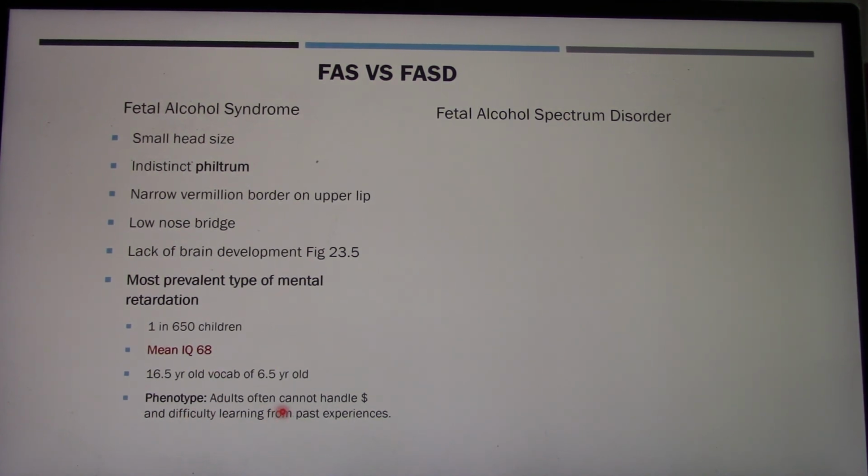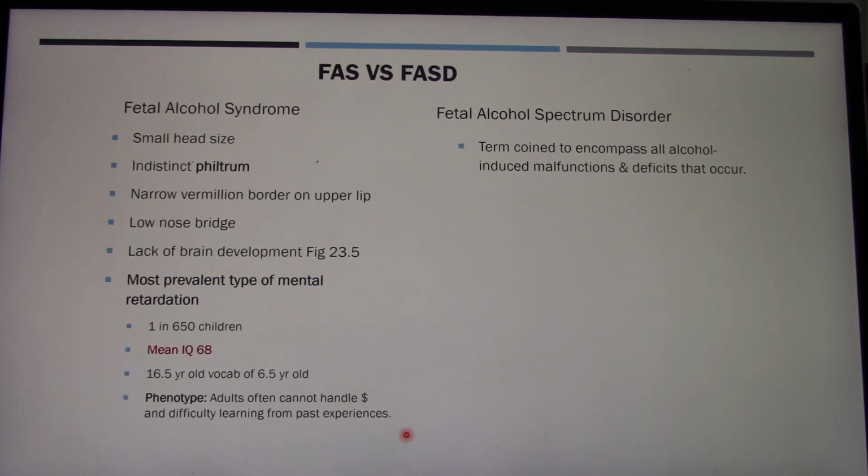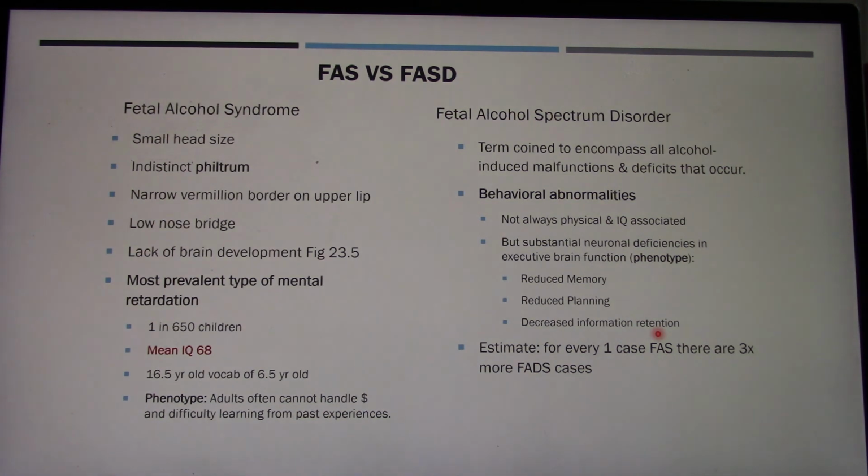So phenotype: adults often cannot handle money and have difficulty learning from past experiences, and also difficulty just talking in some, it depends on how severe it is. Fetal alcohol spectrum disorder is a term coined to encompass all alcohol-induced malformations and deficiencies that occur. Behavior abnormalities, not always physical. They can be IQ associated, but substantial neuronal deficiencies and executive brain function. This is their phenotype, including reduced memory, reduced ability to plan, decreased information retention. So it can affect your ability to learn.